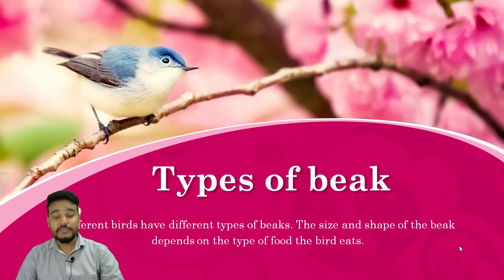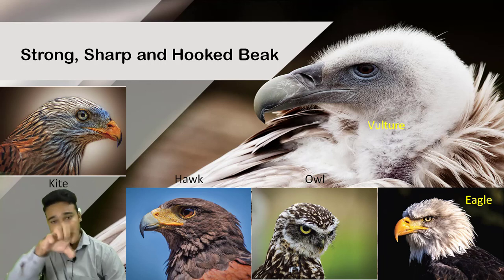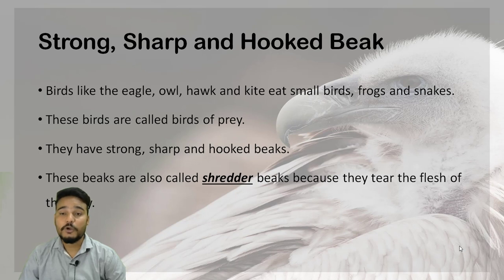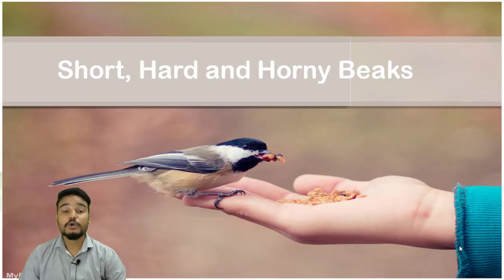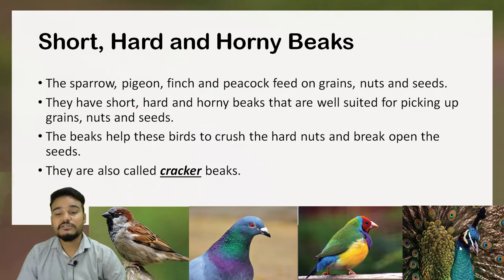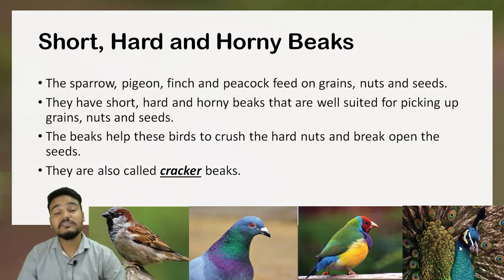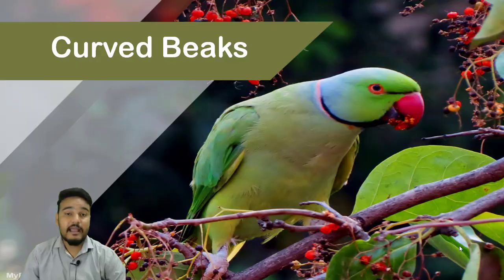Now the types of beak we have seen on that day. A strong, sharp and hooked beak we have seen in the kite, hawk, owl, eagle and vulture. They tear the flesh out of the body of their prey, so this kind of beak is called a shredder beak. Now a short, horny and hard beak we have seen in birds like the sparrow, pigeon, finch and peacock. It helps them crack or break nuts, so that is called a cracker beak.